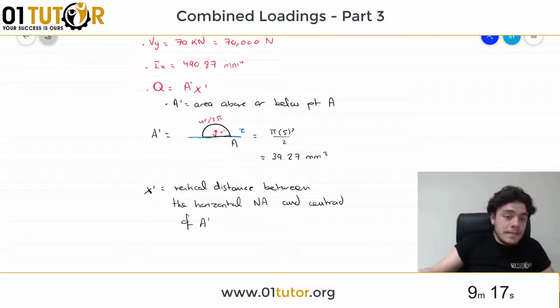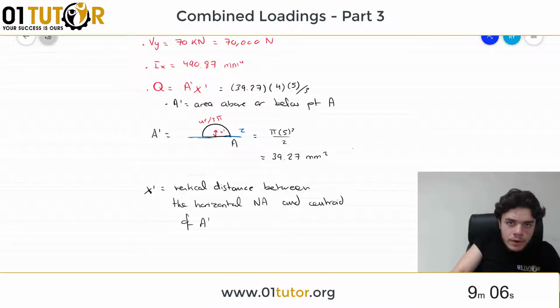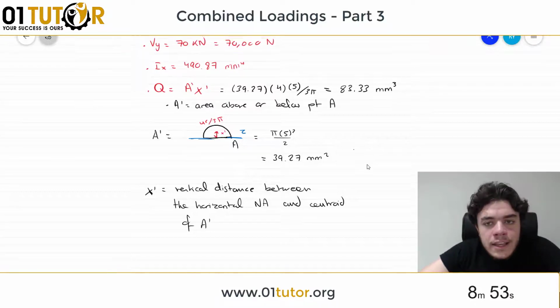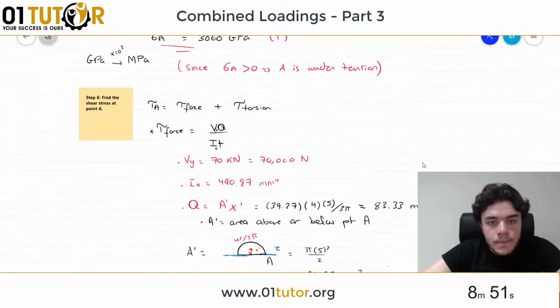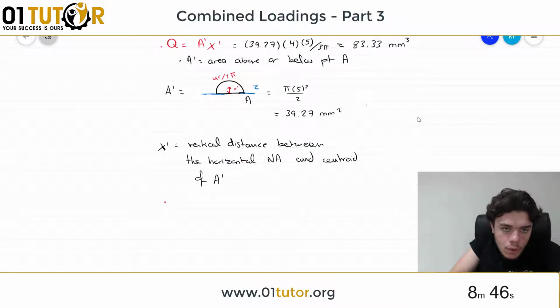And the centroid of A prime is the centroid of a semicircle, which is going to be 4r over 3 pi. And this means that we're going to have Q equals 39.27 multiplied by 4r over 3 pi, and it's going to be 83.33 millimeters cubed. So this would be your Q. Alright? Now what is T going to be equal to?